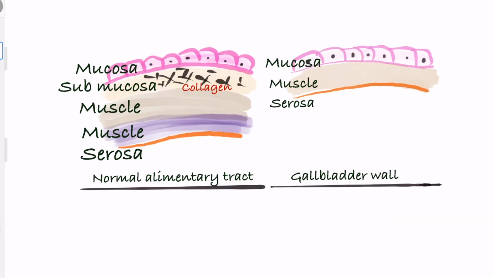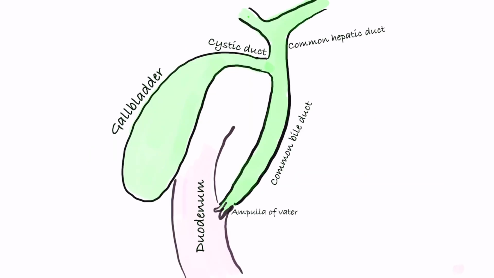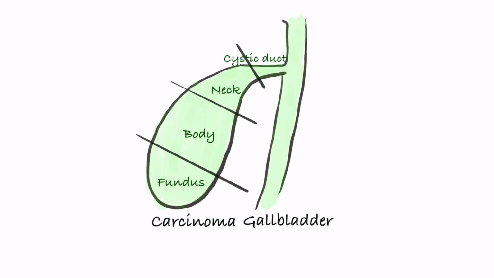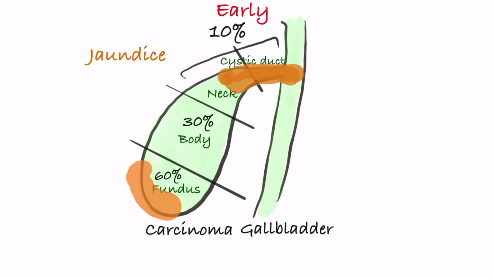The single muscle layer enables contraction just enough to push bile into the bile duct in coordination with the open ampulla of Vater, leading bile into the duodenum. Gallbladder is mainly divided into 4 parts: fundus, body, neck and cystic duct. Carcinoma gallbladder mostly occurs in the fundus in 60% of cases, followed by body 30% and the rest 10%. Due to close proximity of the neck to the CBD, there is early jaundice in neck cancer. Cancer in the fundus has late jaundice.